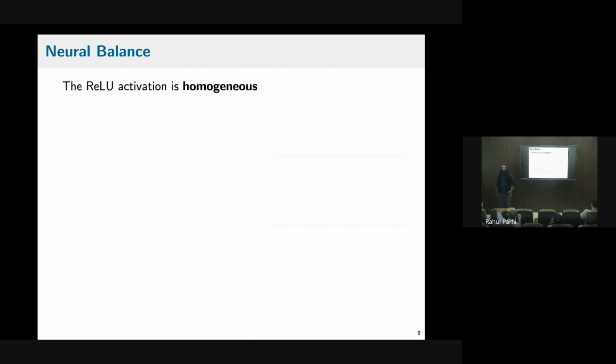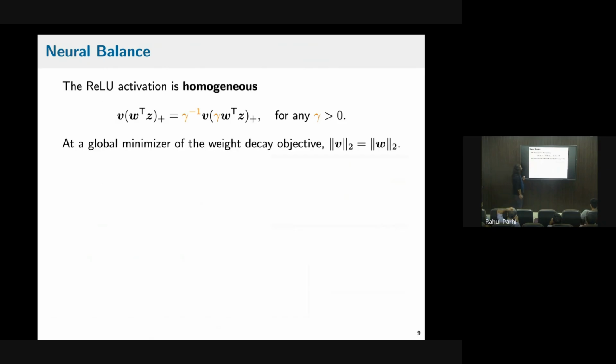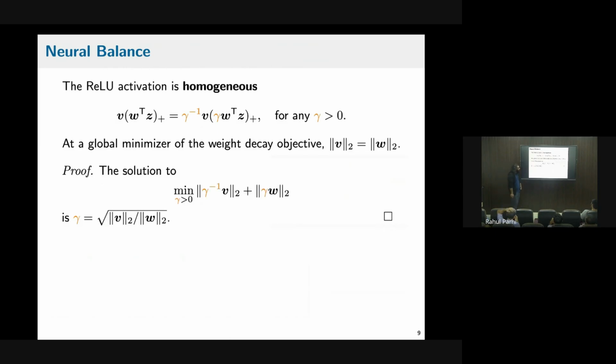It's just boiling down to the fact that the ReLU activation function is a homogeneous function. What does this mean? It means if I take our input weight W, I scale it up by some constant gamma, and I scale down the output weight V by the same constant, this implements the exact same function as if I didn't have the gamma scaling. So at a global minima, this is enough to guarantee that the weights must be balanced. And the proof is just this one line optimization problem.